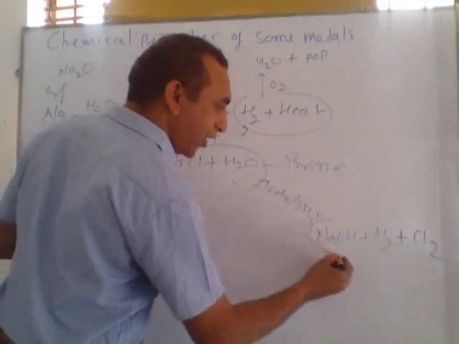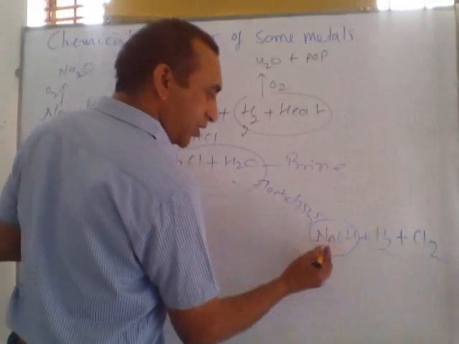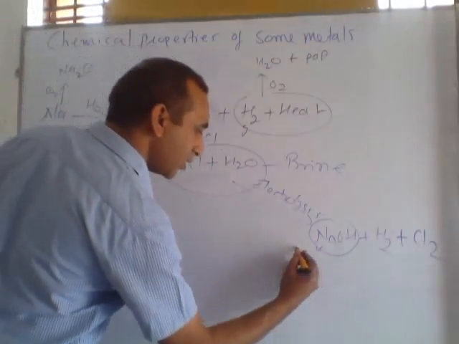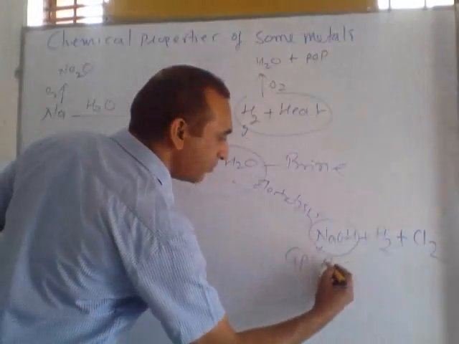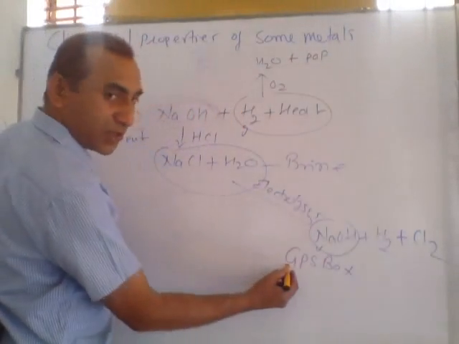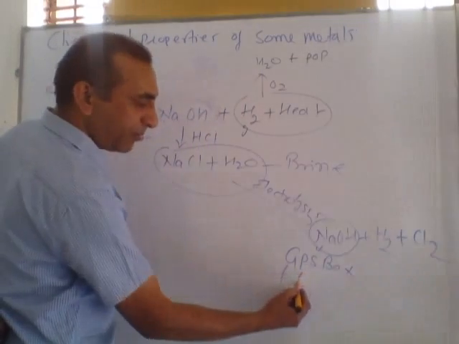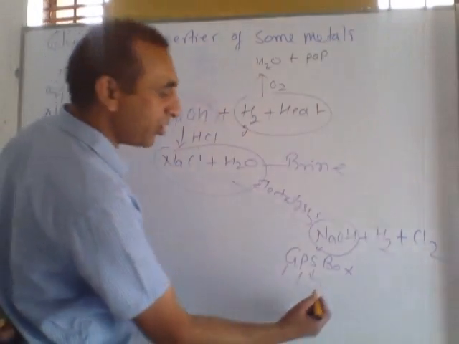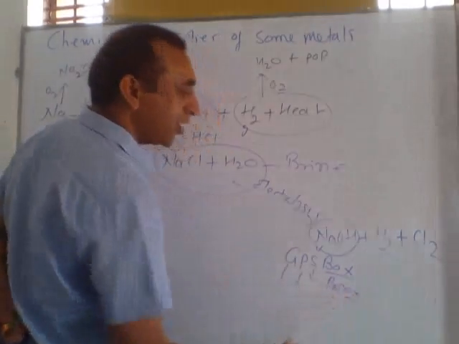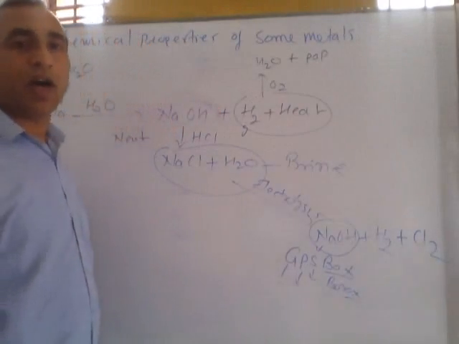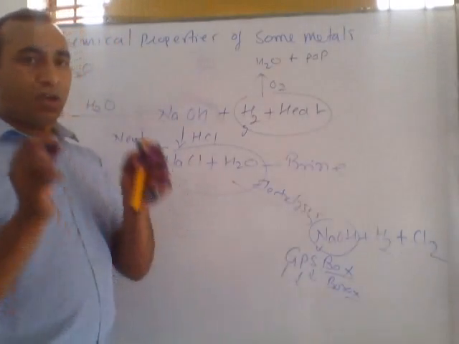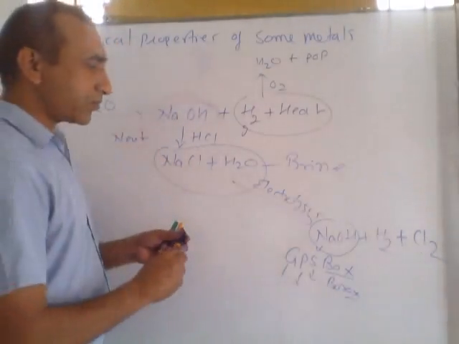You know, NaOH is a base. This NaOH is used in the GPS box. GPS box is a trick for remembering the uses of NaOH. G means glass industry, P paper industry, S soap industry. Box means borax. Borax is a compound. In Hindi, borax is called sohaga. Sohaga is a powder which is used to join ornaments of gold.